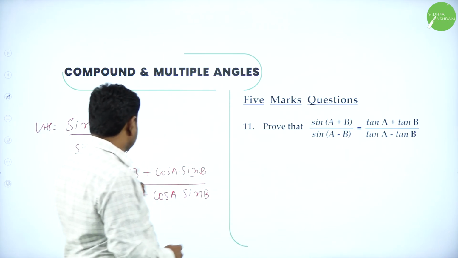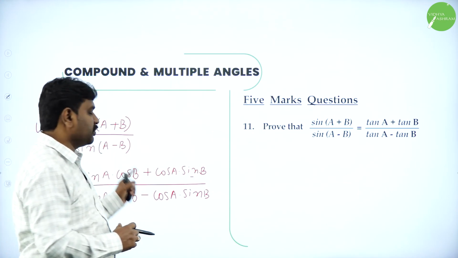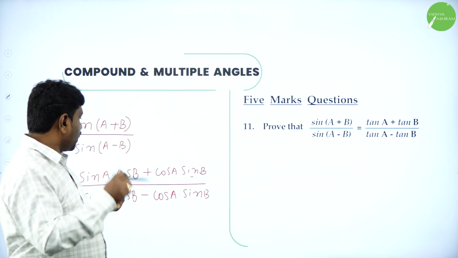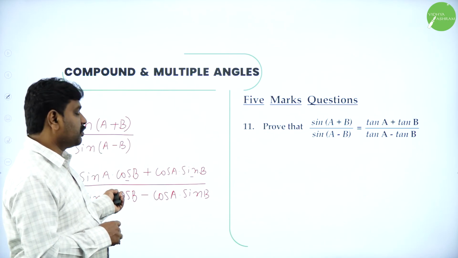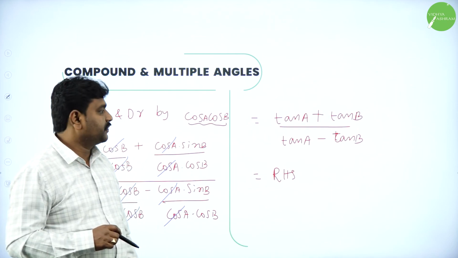Here first sin compound angle. What is sin of A plus B? Sin A cos B plus cos A sin B. Then sin of A minus B. Sin A cos B minus cos A sin B. Afterwards divide numerator and denominator by what? The term cos A cos B. You will get the RHS.